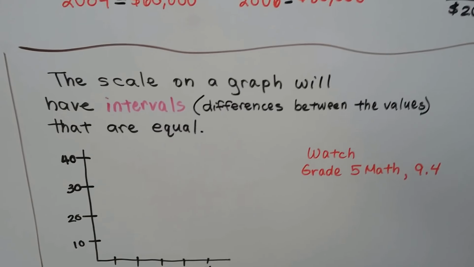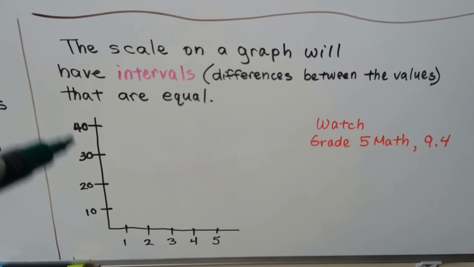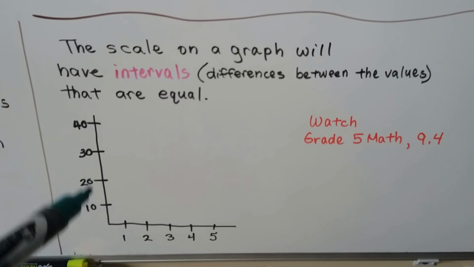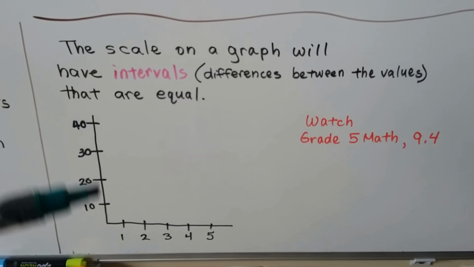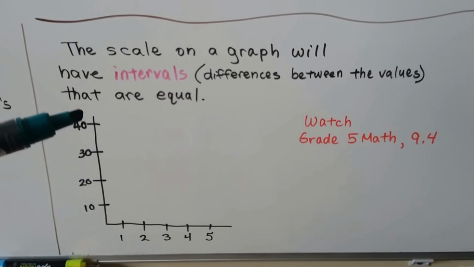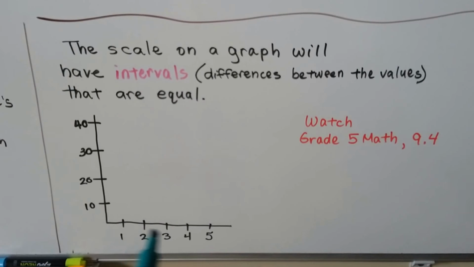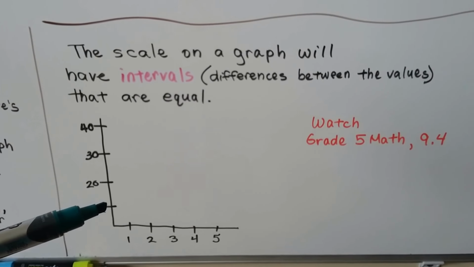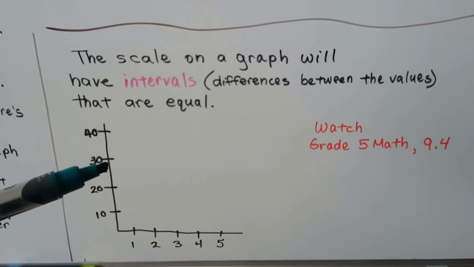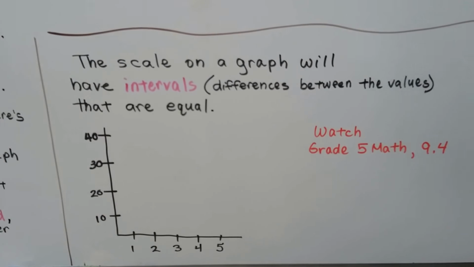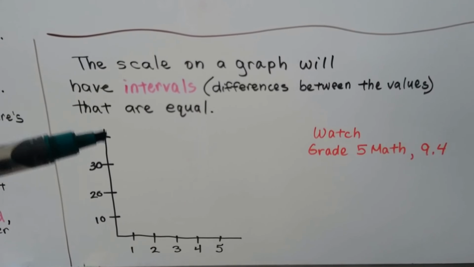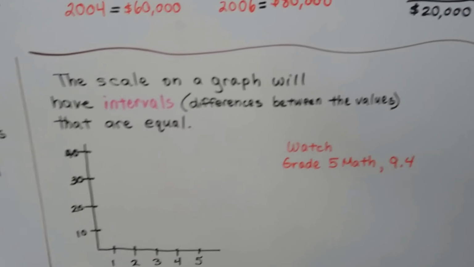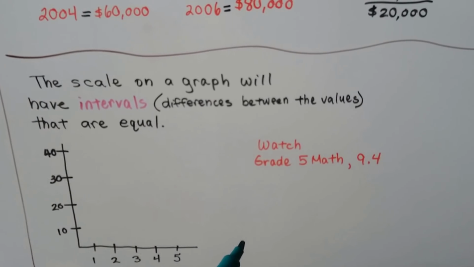And the scale on a graph will have intervals. These are called intervals. It's the differences between each of these values, and they should all be equal. So for this one, they're equally spaced by 10, and for this one, they're equally spaced by 1. See? So you wouldn't see an 8 and then a 9 and then a 13 and then a 29. It doesn't jump all over like that. You're going to see the spaces are equal amounts. This one's going up by 10. It might go up by 100. Might go up by 50. We don't know. Depends on the chart.